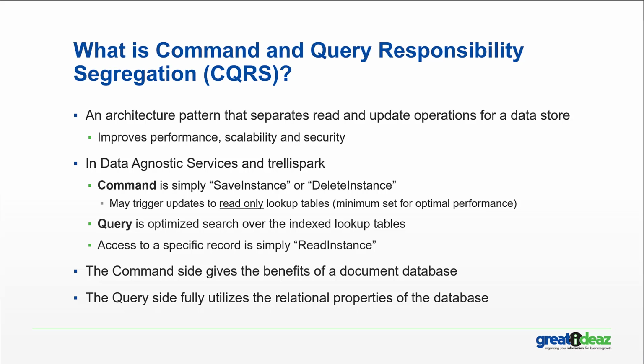And essentially it's doing that by segregating the idea of the command and the query. So in traditional SOA services, a command may be something like create customer, create order, process order, invoice order, pay invoice. And essentially the commands are describing the interface functions that are actually creating or modifying data. In data agnostic services and in trellispark, we've abstracted this to simply a save instance or a delete instance. That's it. There's only two options. Either we're saving a new record or we're deleting a record and its child objects.